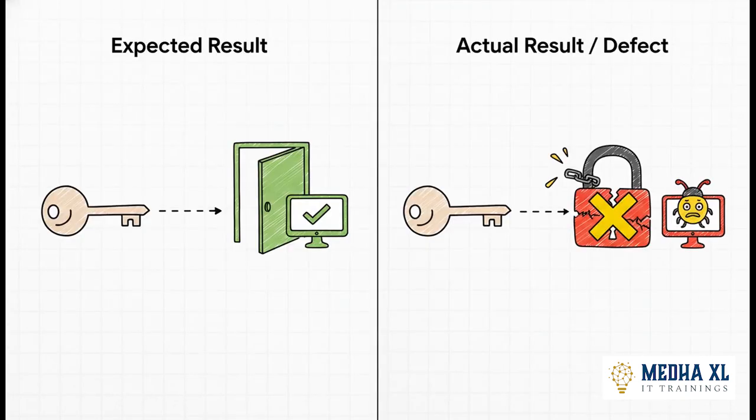And here's that perfect example. The rule is simple. If you have the right password, you should get in. But what actually happens? The app throws up an error. That mismatch, that unexpected outcome, that is our defect. It's the first time our little bug has been spotted out in the wild.